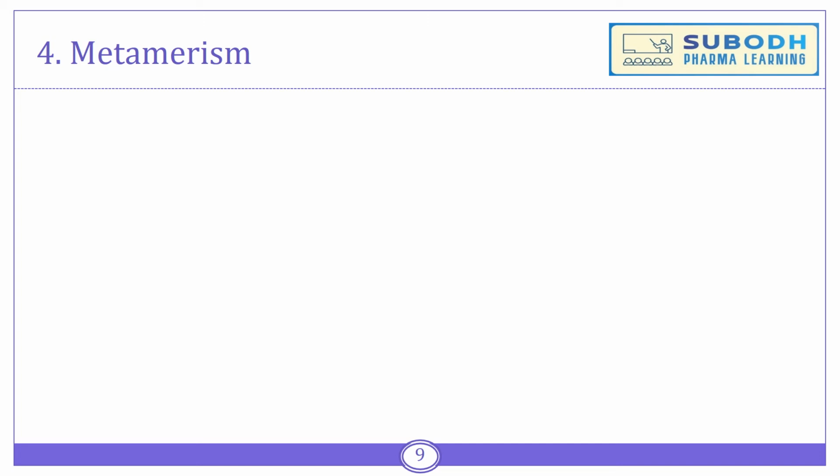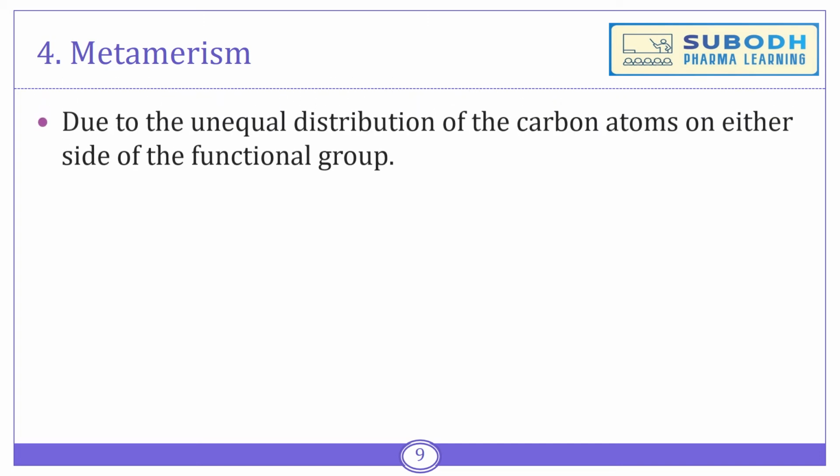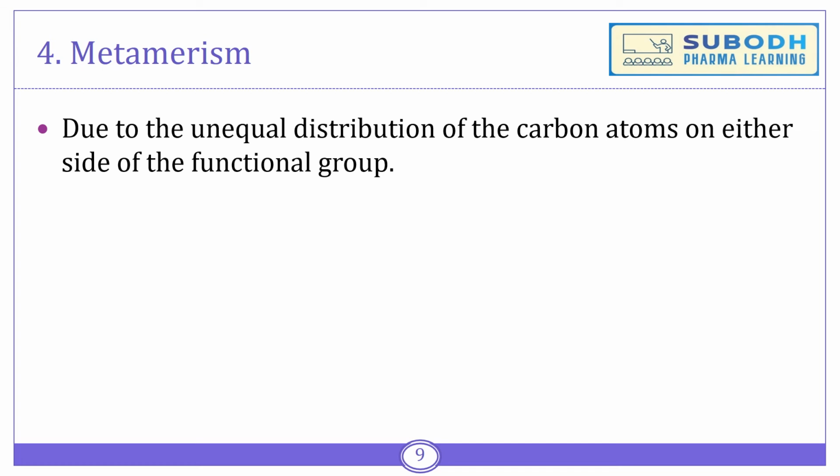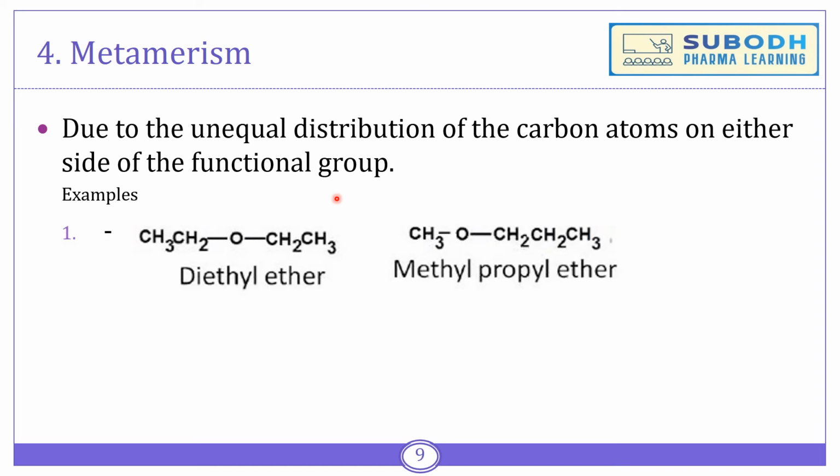The next type of structural isomerism is metamerism, which is caused due to the unequal distribution of the carbon atoms on either side of functional group. In this type, the functional group is same, but the distribution of carbon atoms is different. For example, diethyl ether and methyl propyl ether.